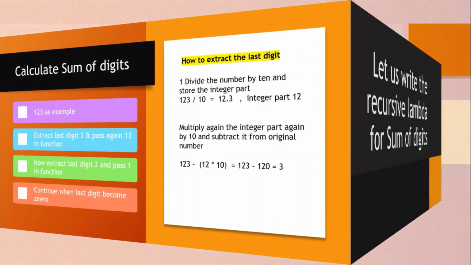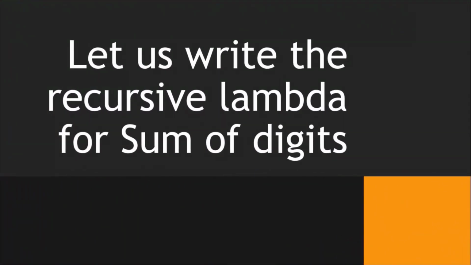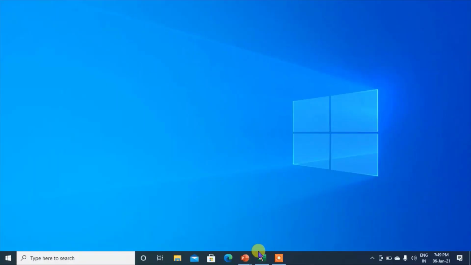So let's write a recursive lambda for sum of digits. This will be quite interesting programming logic. I know that understanding a logic will be a little bit tough. If you know the logic, you can implement into the formula. So logic understanding is important, but right now we are trying to understand how recursive can help you out. Fine. So let's start. Back to our Excel file.